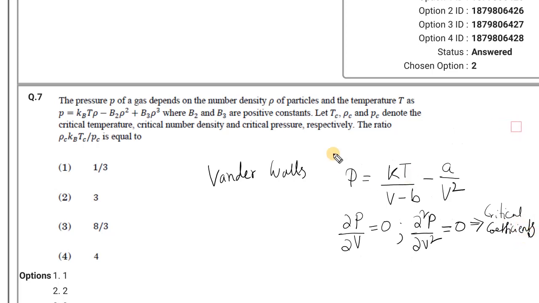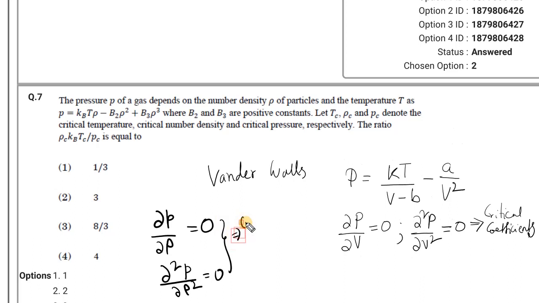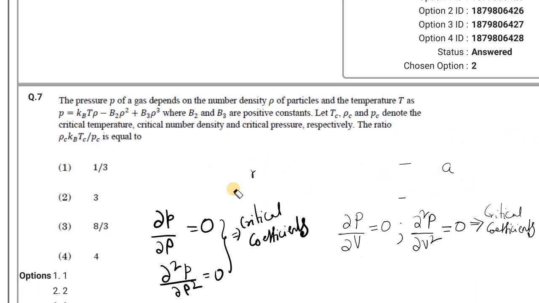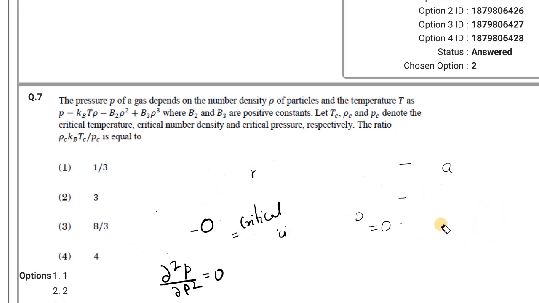But here also you will do the same thing. Here you take del P by del rho, where rho is the variable, equal to 0, and you set del squared P by del rho squared equals 0. This will give you the critical coefficients. Well, if you could not, then you lose. So we'll proceed.